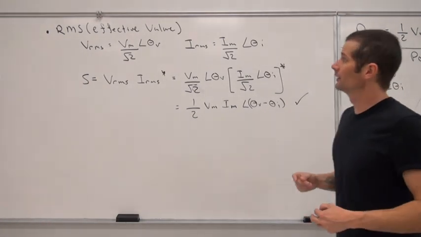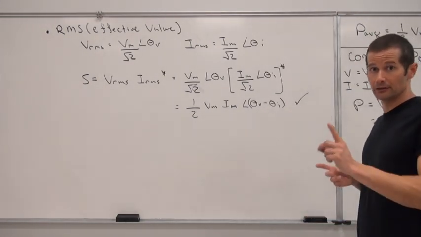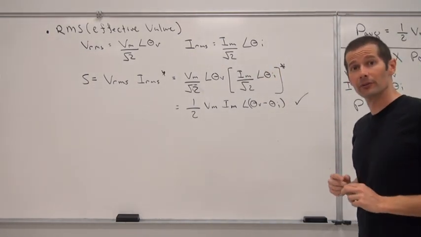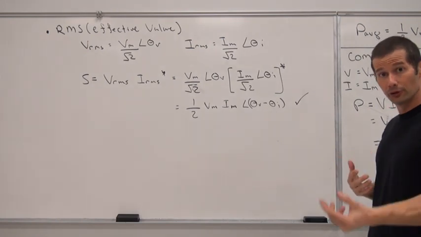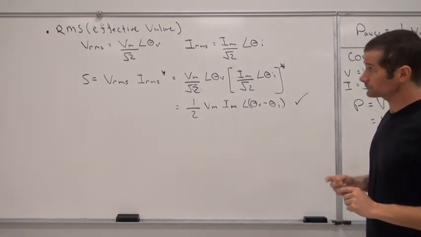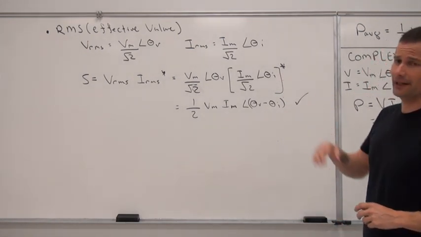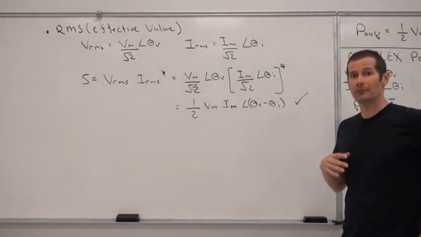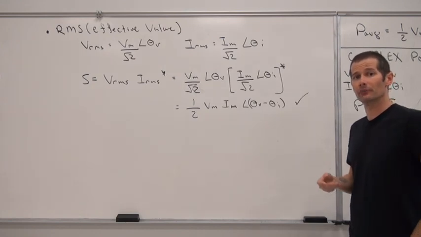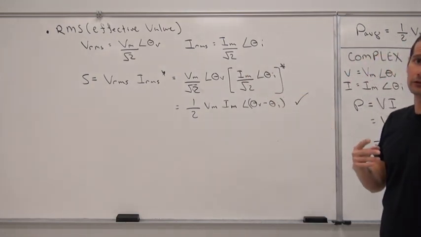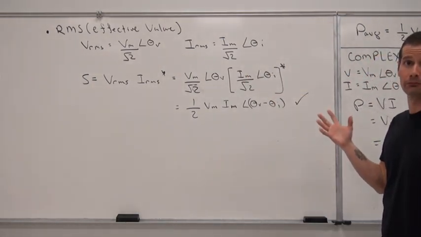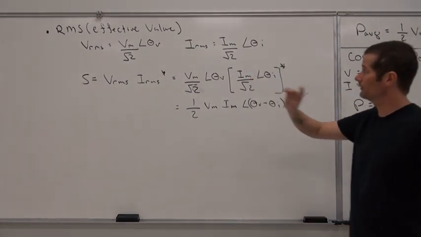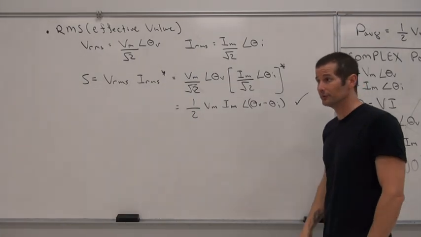Now, the RMS value, the magnitudes of these values, allows us to easily calculate the real power within the system. If we want to convert a non-RMS circuit into its RMS value, all we have to do is take the magnitude and divide by the square root of 2. The same thing applies to the current as well. We would just take the magnitude divided by the square root of 2.